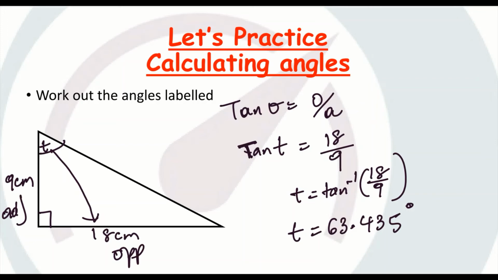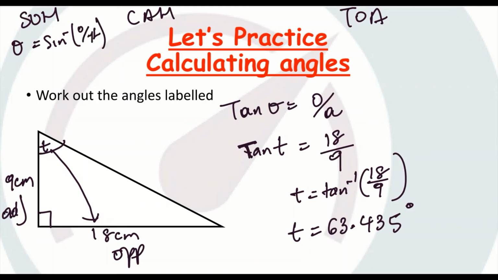So the first thing you do, it's not hard. We know that with SOHCAHTOA, if you want to find the angle with sine, the angle is equal to sine inverse of the opposite over the hypotenuse. With cosine, it's going to be cosine inverse of the adjacent over the hypotenuse. And for tan, the angle is going to be tan inverse of the opposite over the adjacent.